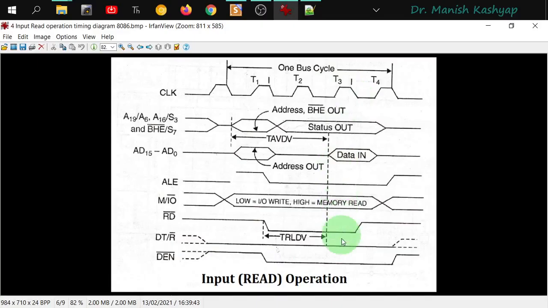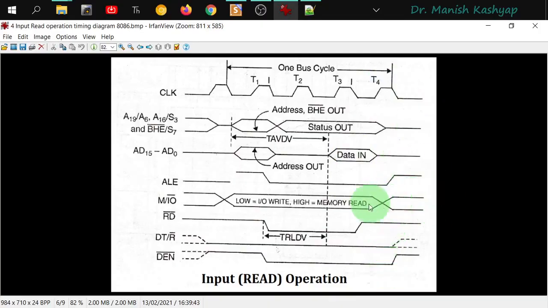After this, in the T3 cycle, on this AD0 to AD15, you have data. So you can see that there is this data, and the data will be read from the external memory onto these lines and taken inside the microprocessor. And in the T4 cycle, you see the appropriate signals have been deactivated. So this is what happens there, right?